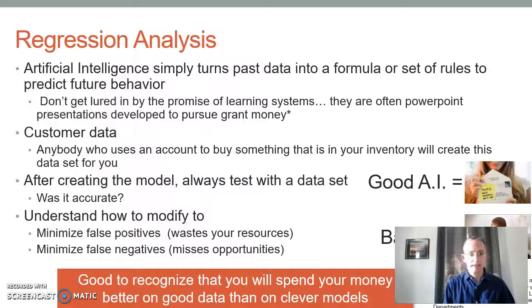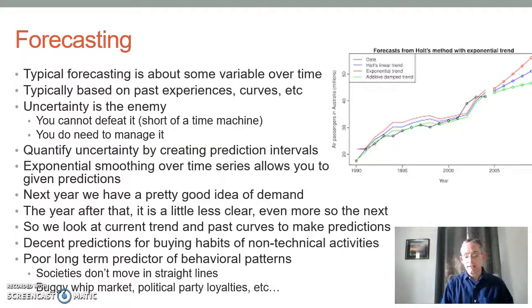If you can get really good data, regression analysis can help you get in the direction pretty fast. The corollary of regression analysis is really just forecasting. That's what we're doing here. We're saying it's about some variable over time. We're looking at past experiences, curves, and setting, etc.